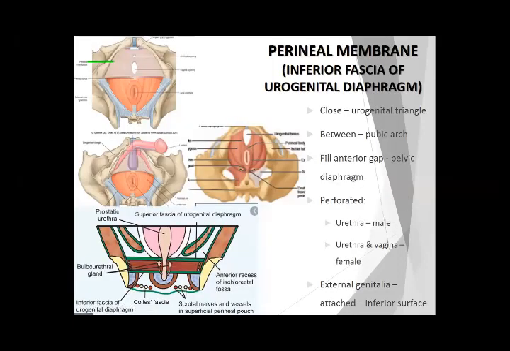Now, let's do the perineal membrane. The perineal membrane is also called the inferior fascia of the urogenital diaphragm. This is the perineal membrane. This is how it stretches between the two pubic arches. This is the pubic arch. The perineal membrane stretches from one pubic arch to the other.